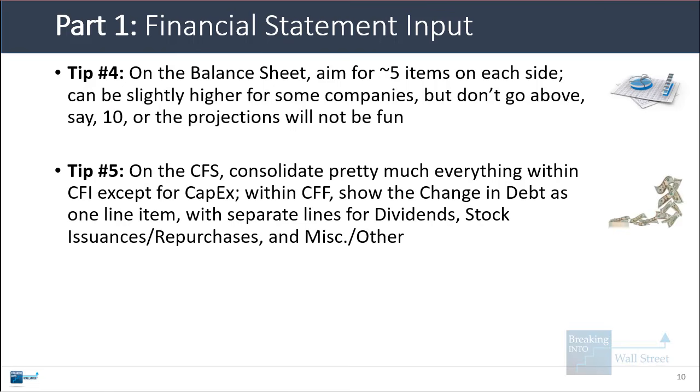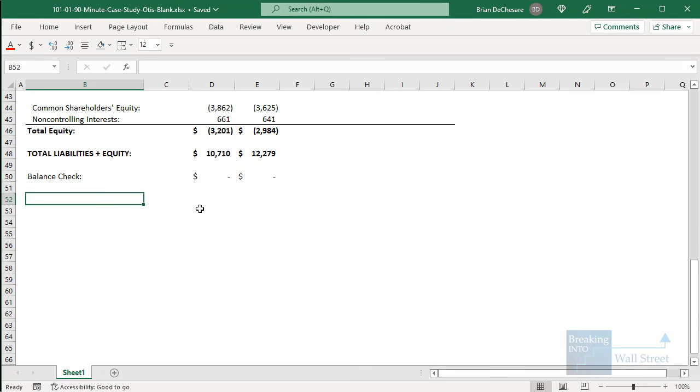And my general guidance is that on the cash flow statement, you want to consolidate pretty much everything in cash flow from investing except for CapEx. Within cash flow from financing, you want to show the change in debt as a single line item and then have separate lines for dividends, stock issuances and repurchases, and then miscellaneous and other. So that's generally what we're going to follow right here. But let's go in and start entering the cash flow statement.